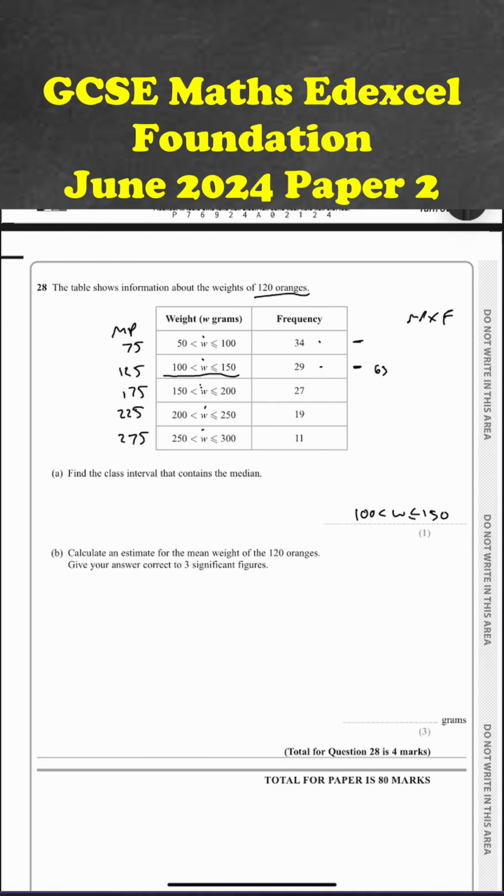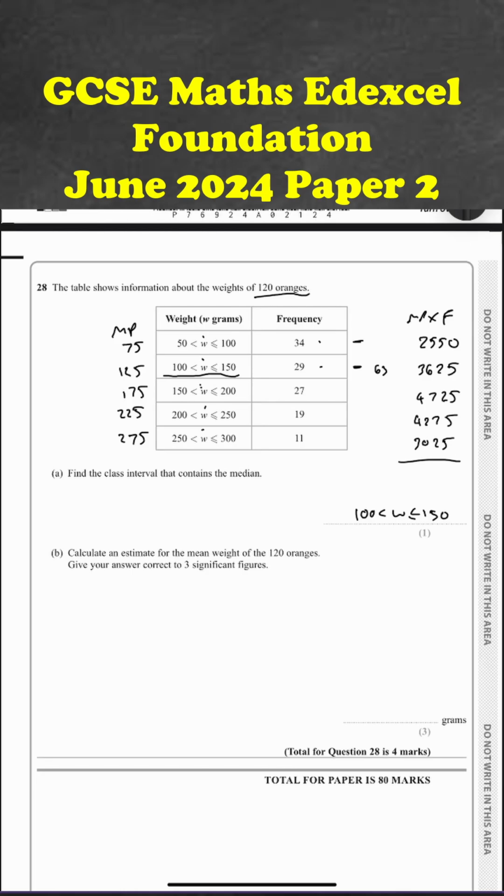75 times 34 is 2550. 125 times 29 is 3625. 27 times 175 is 4725. 19 times 225 is 4275. And 11 times 275 is 3025. Add all these up, then we're going to divide by 120, and that will give us an estimate for the mean.